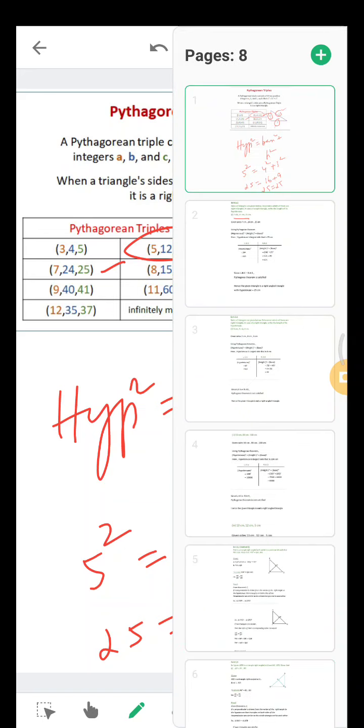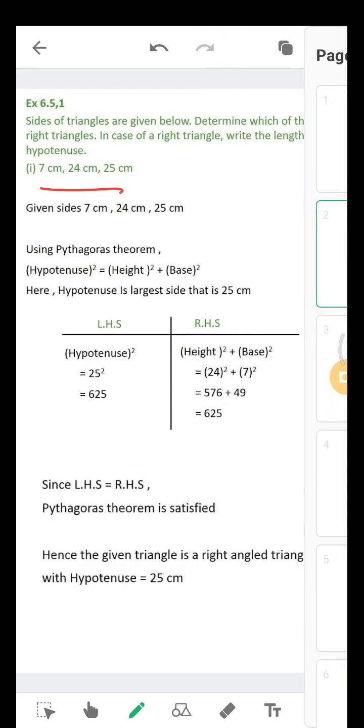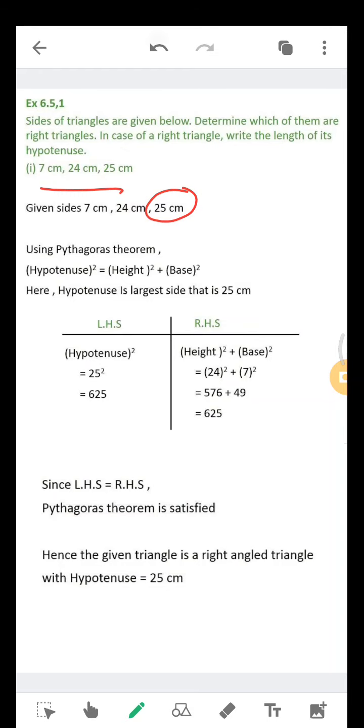Okay, so the same thing we have to do now in all these bits. There are 4 bits in question number 1. So the first one I'll explain to you, then the remaining you can try on your own. So 7, 24 and 25, let us take the longest side as hypotenuse. So hypotenuse square, that is 25 square, gives you 625.